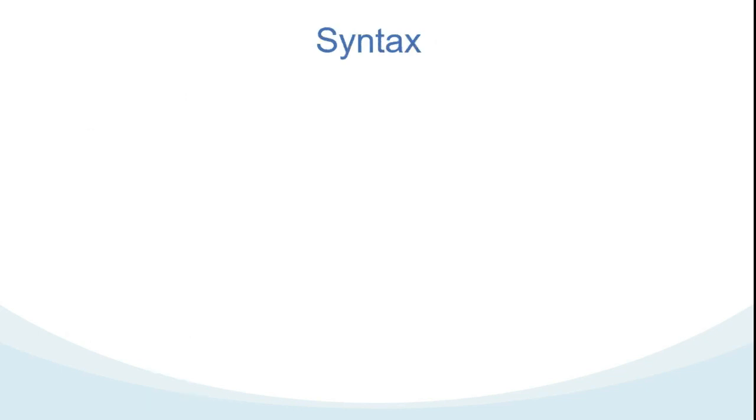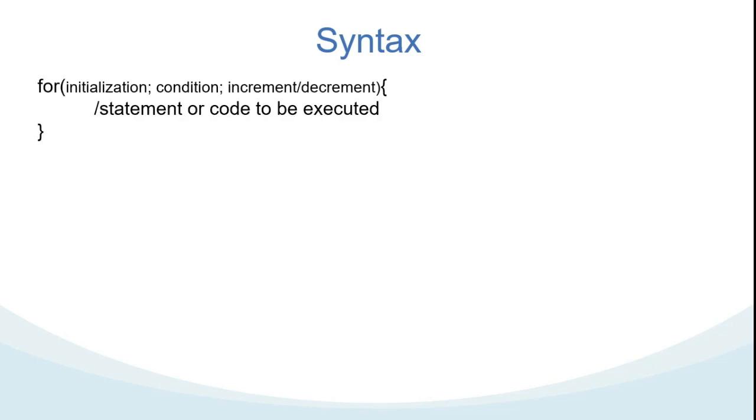Now let's see the syntax of for loop. The first line is the for, along with the initialization, condition, and increment or decrement. Inside for loop block, we insert the code that you want to execute or you want to repeat.